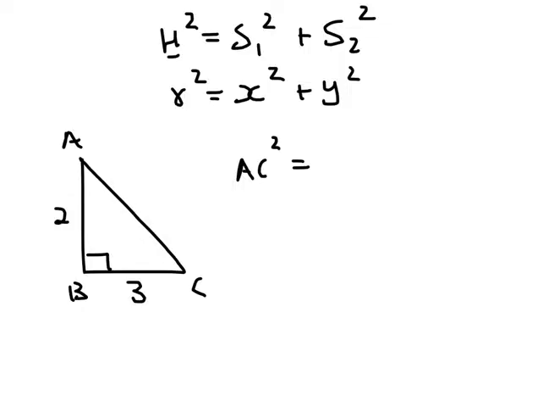You can start with side AB or side BC. It doesn't really matter that much, but what you need to make sure of is that it is the hypotenuse squared equals adding those two sides, each squared. And let's say you decide it will be equal to AB squared plus BC squared.